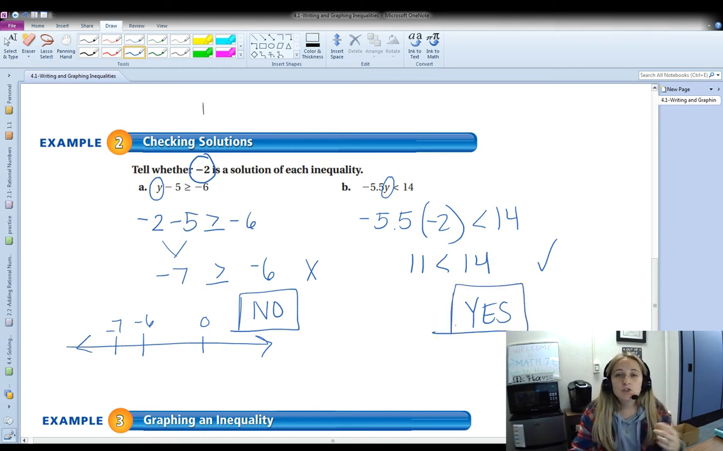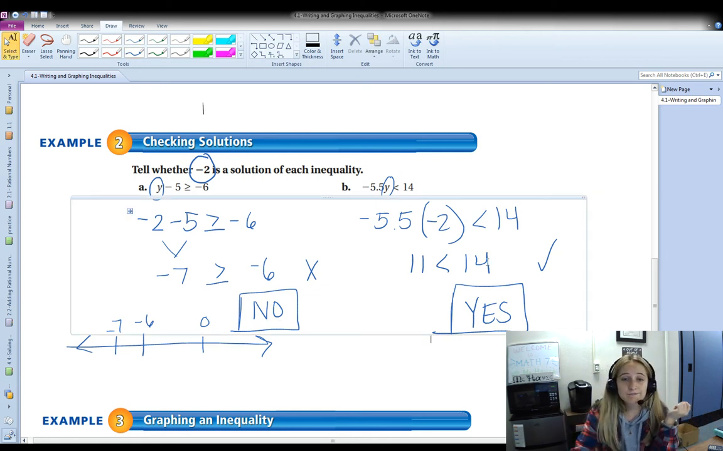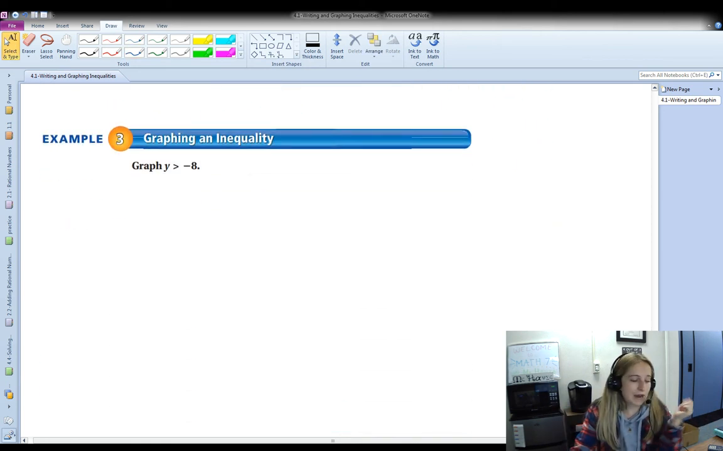So when you're checking solutions, you literally plug it in and then you decide, is the inequality true? Okay, is it true? And then you put yes or no, and that's how you check. All right, let's go down to graphing an inequality. Okay, so we're going to do a step-by-step guide.